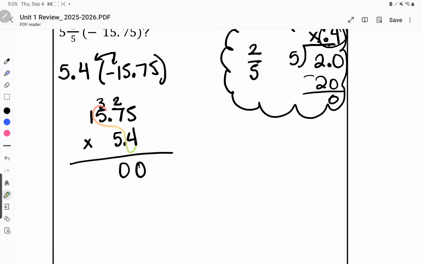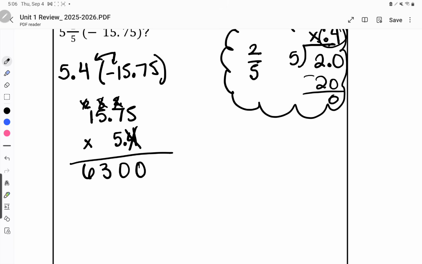Then we have 5 times 4. 5 times 4 is 20, plus the 3 that's up here at the top gives us 23. So we write down a 3, and we carry our 2. Then we have 1 times 4. 1 times 4 is 4, plus the 2 that's right here gives us 6. We finish with our 4, 2, 3, and 2.